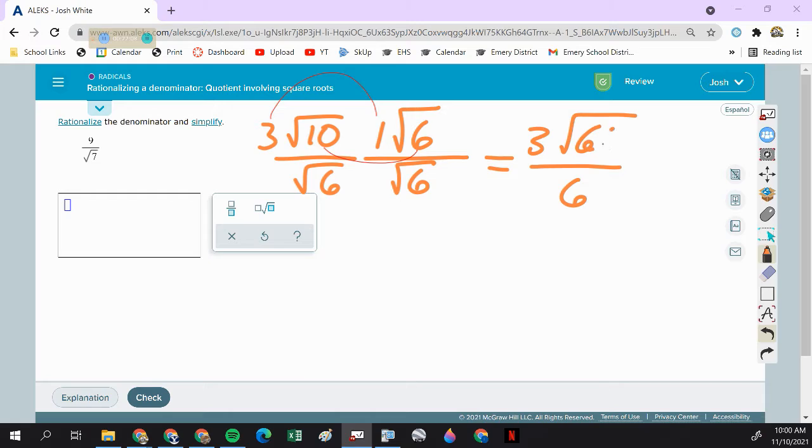60. Now we have to check, does 60 simplify? So we take the square root of 60. What goes into 60? 6 and 10, 2 and 3, 5 and 2. Can I circle anything? Set of 2's. What do I do with that 2?